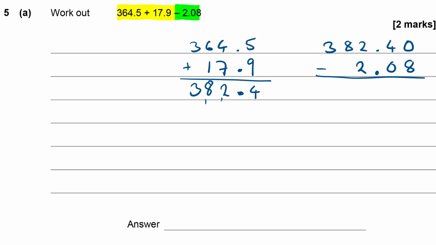So first off, I've got 0 subtract 8. Now I can't take 8 away from 0, so I'm going to have to borrow 1 from the 4, which makes 3, and add 10 to my 0 to make 10. Now I can do 10 subtract 8, which is 2. 3 subtract 0, 3. 2 subtract 2, 0. 8 subtract nothing is 8. 3 subtract nothing is 3. And the decimal point stays where it is. So my answer is 380.32.